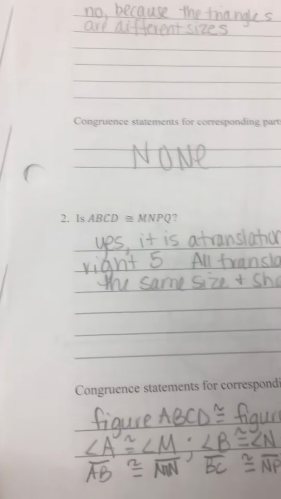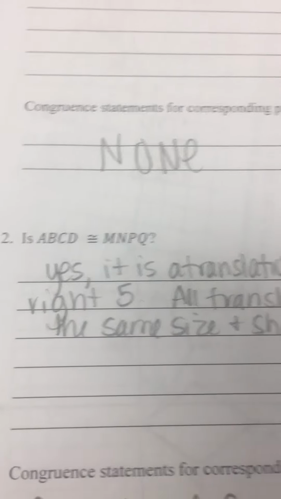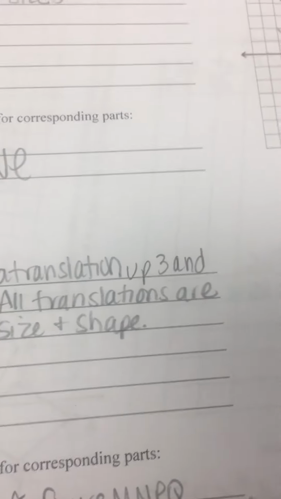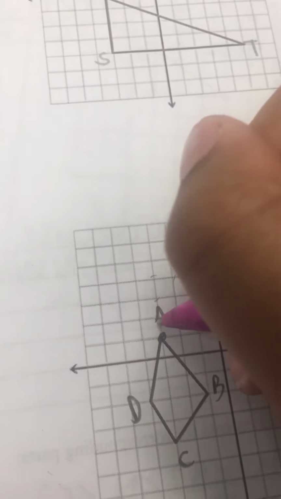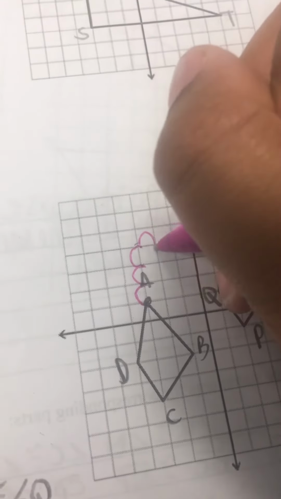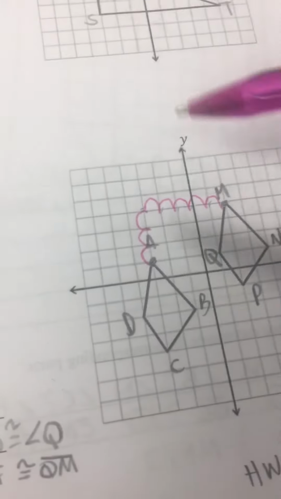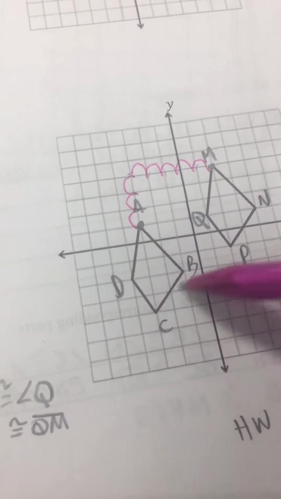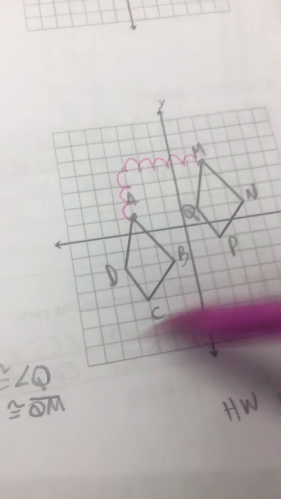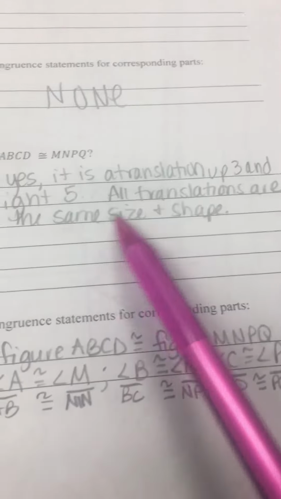Number 2, is ABC congruent to MNPQ? You would say yes. It is a translation. Up 3 and right 5. If you don't believe me, watch. Up 1, 2, 3, and over 1, 2, 3, 4, 5. How do I know it's a translation? Because the shape looks exactly the same. Nothing changed. So because nothing changed, I didn't flip, I didn't turn, it was a translation.